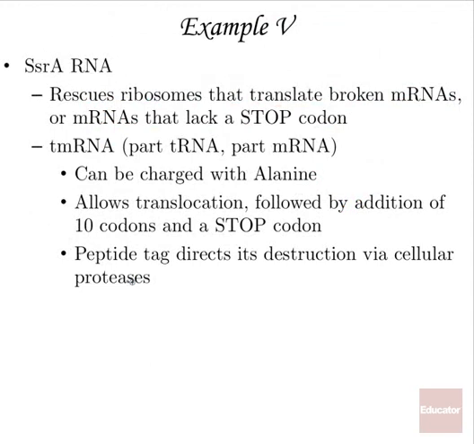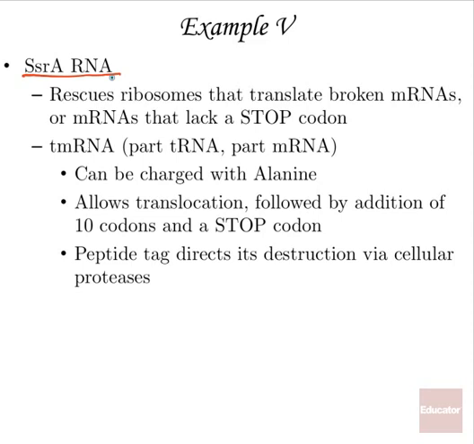So for the last slide, I just want to give you an example of something that is actually a pretty cool phenomenon. So we have this piece of nucleic acid called the SSRA RNA. And this is a really important RNA found in prokaryotes that can rescue ribosomes that are translating broken mRNAs, or an mRNA that lacks a stop codon.